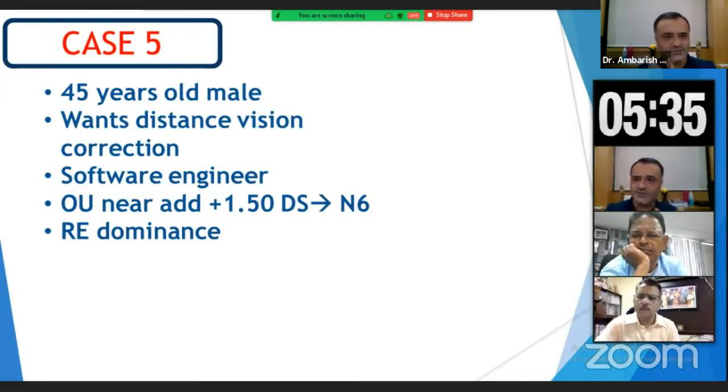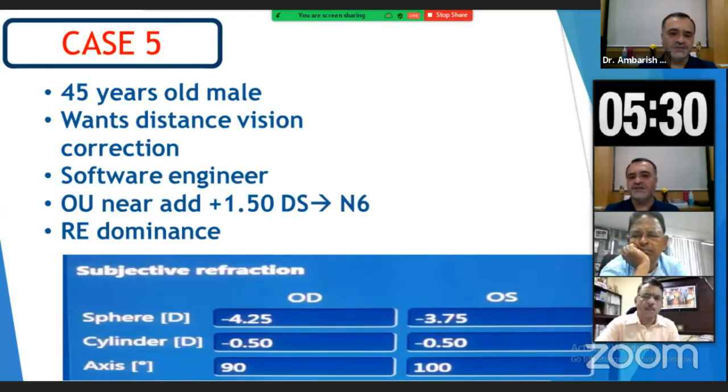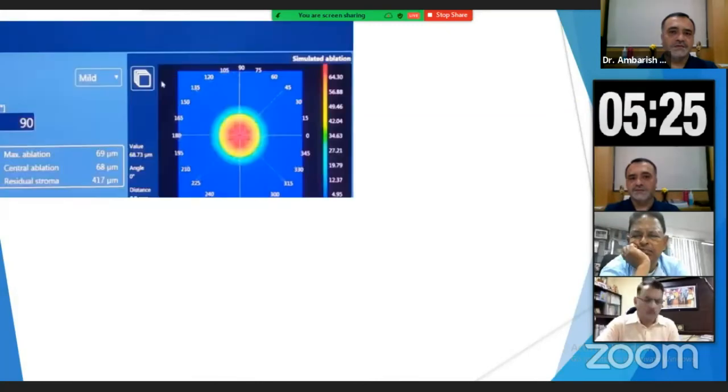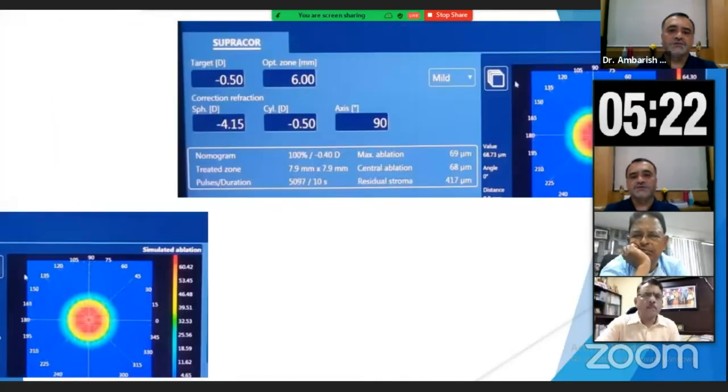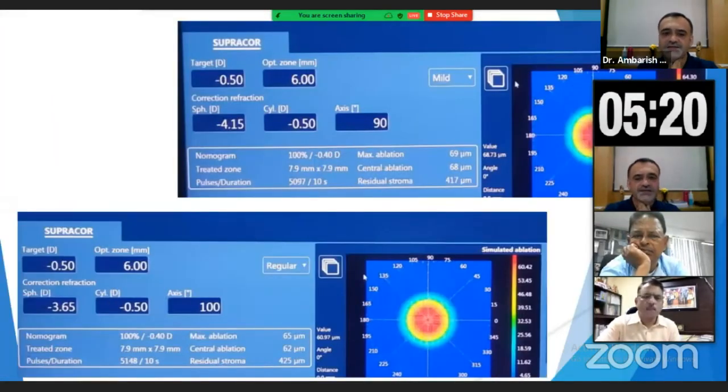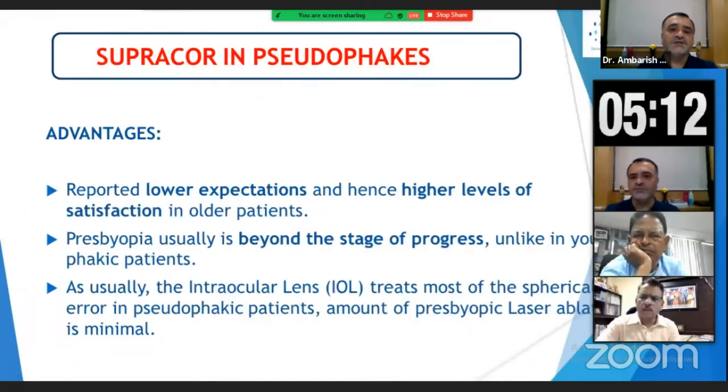This is another patient, 45 years old, wants distance vision correction, a software engineer. Again, addition 1.5, and this was the scene. What I did in this case is we opted for doing Supracore in both eyes bilaterally. So I offered him mild correction in the dominant eye and regular correction in the non-dominant eye.